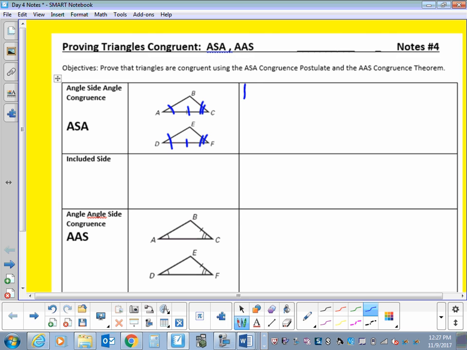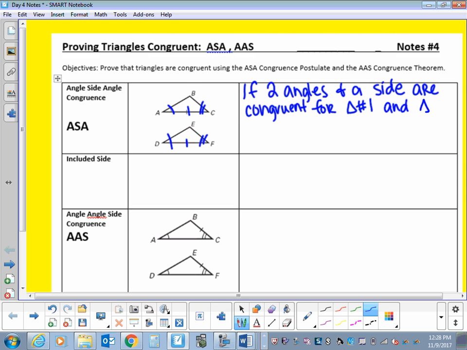Alright, so let's say if two angles and a side are congruent for triangle number 1 and triangle number 2, then both triangles are congruent. I just shortened that up by like 4 sentences, so I hope it makes sense.